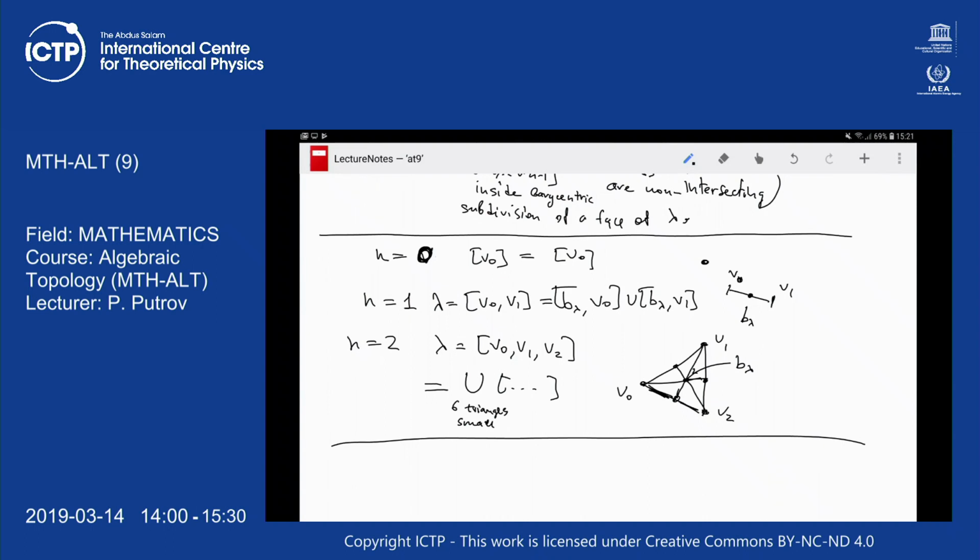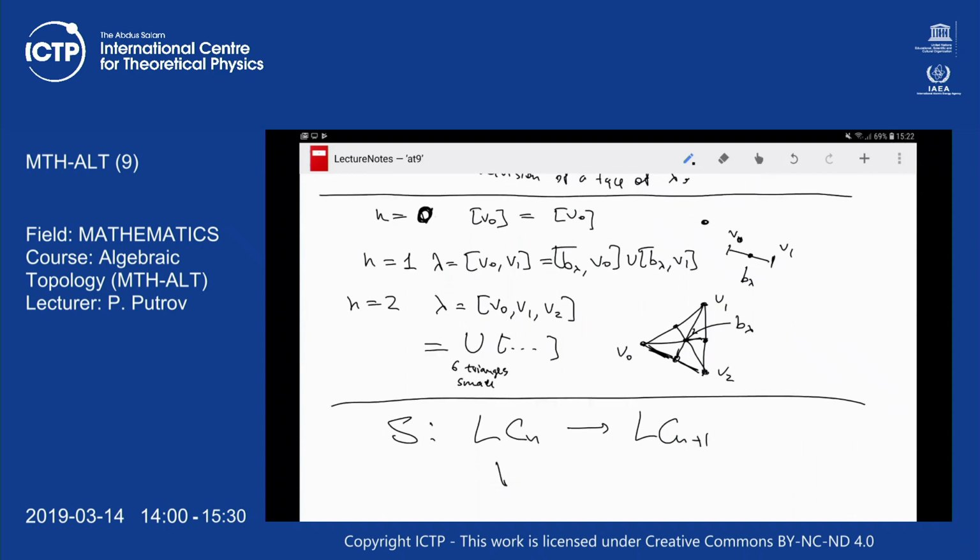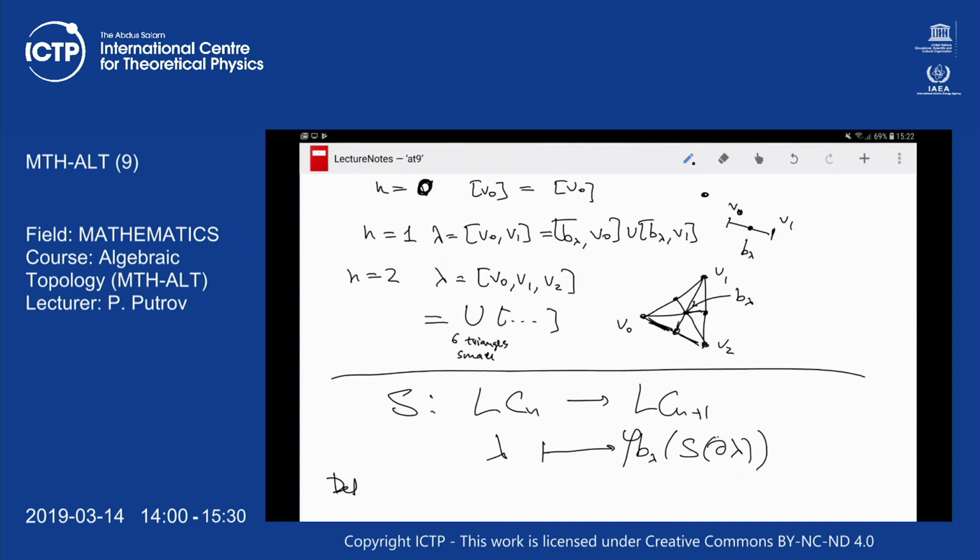Okay, now the next step is, you want to define another operator from LCN to LCN plus 1. Formally it's defined like this. If we take some generator lambda, it will map to b lambda, so phi of b lambda of S acting on d lambda. And again, we define it recursively, inductively, with respect to n.